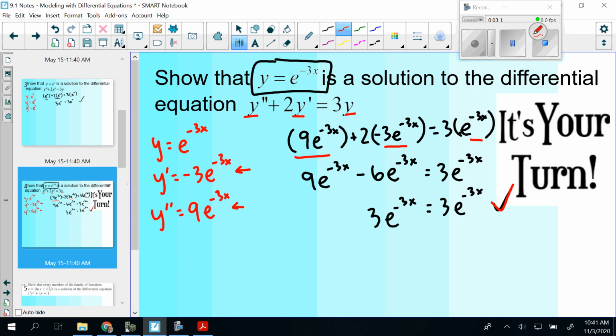So not only is y equals e to the x a solution like we saw, y equals e to the -3x is also a solution. So differential equations can have more than one solution function.